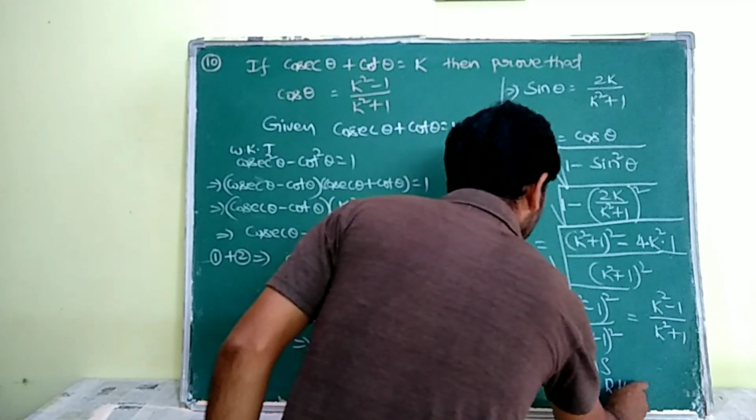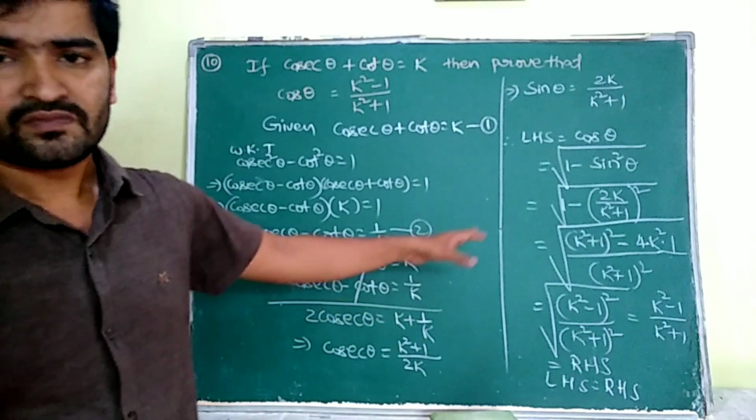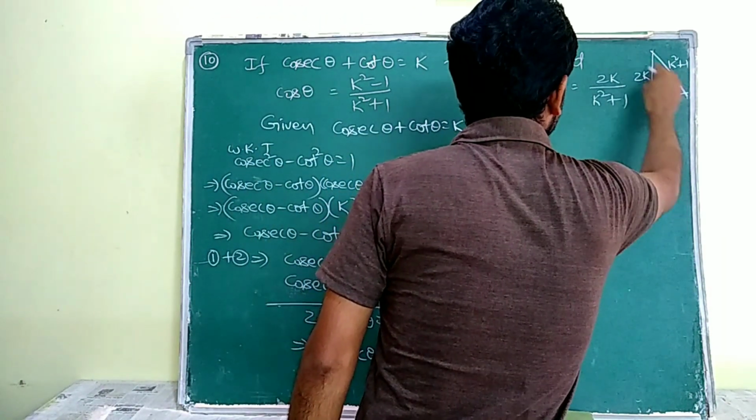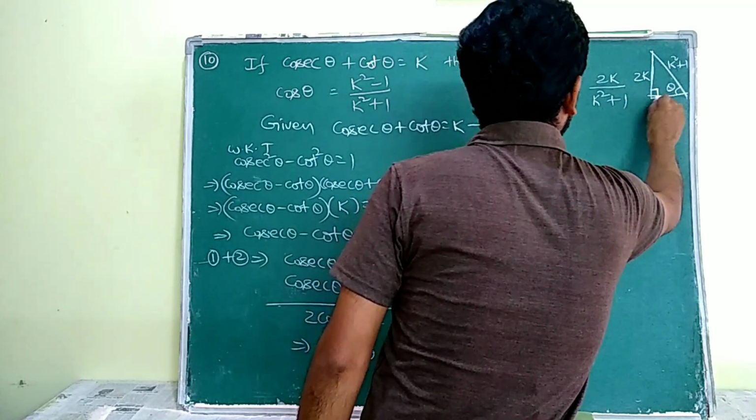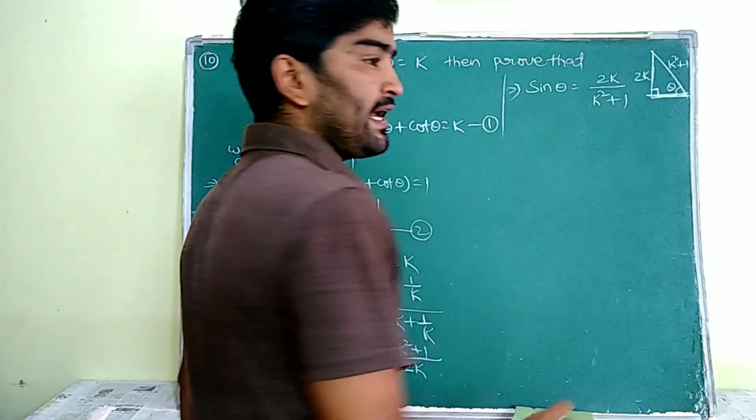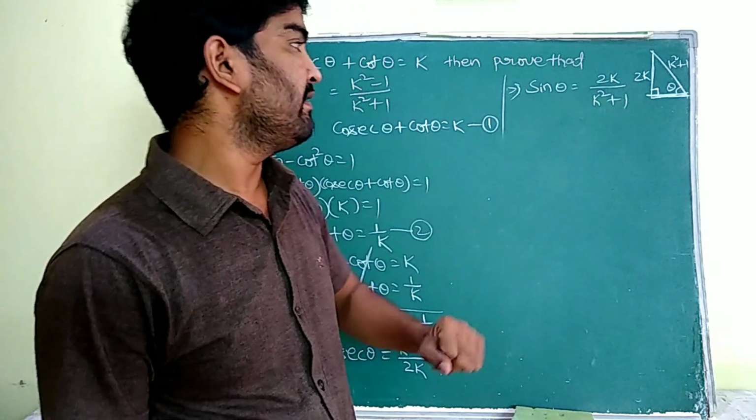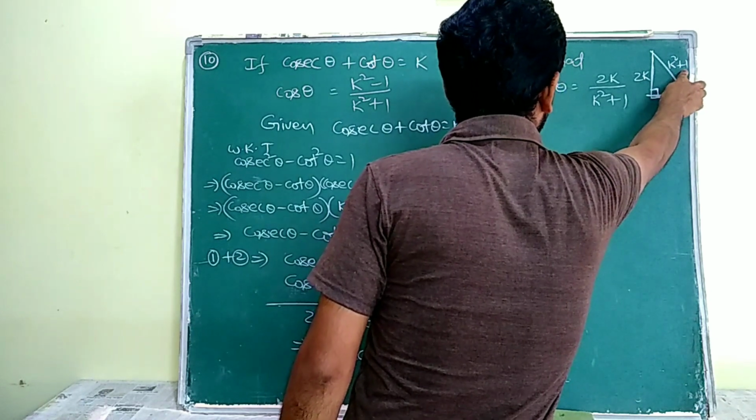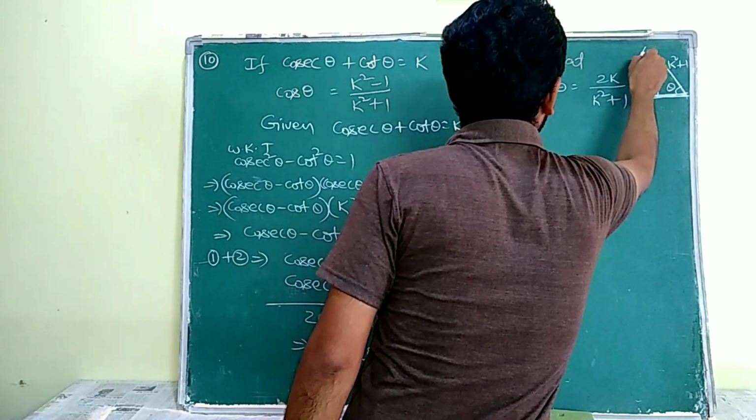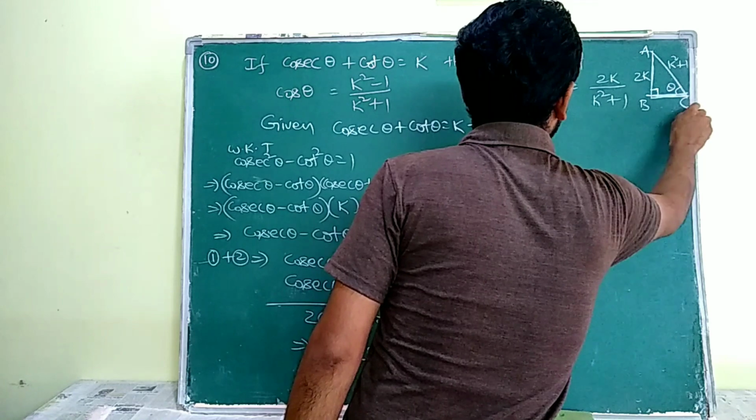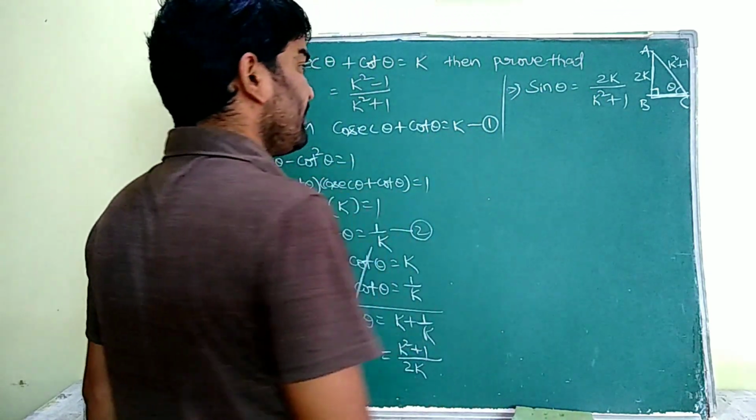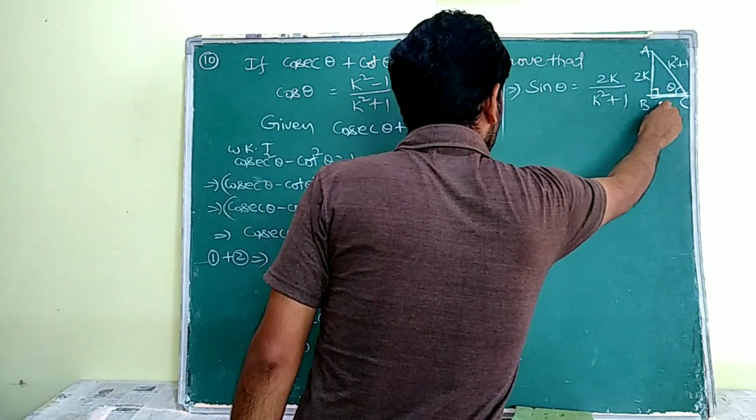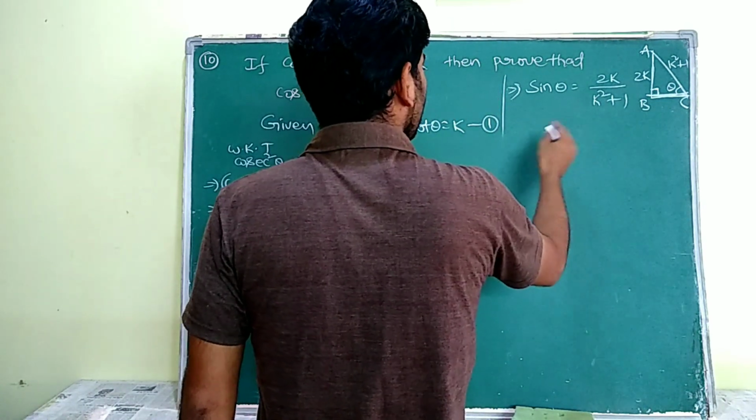This is one method now. In this way we will answer it. Else, try a right angle triangle here, and just represent any of the two acute angles as theta. We know that sin theta is equal to opposite side by hypotenuse. So the opposite side is 2k and the hypotenuse is k square plus 1 by the obtained value. So find the third side, that unknown side, by using Pythagoras theorem.